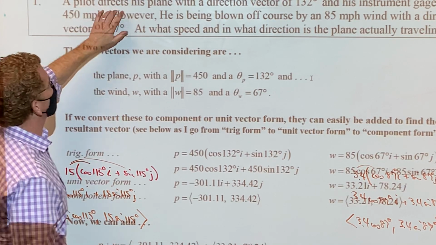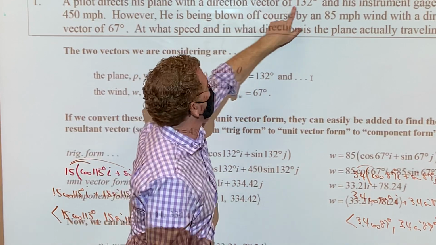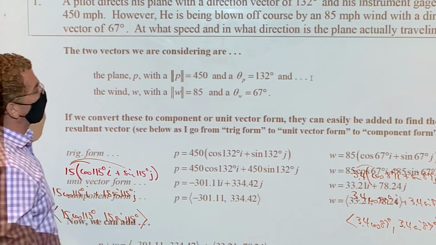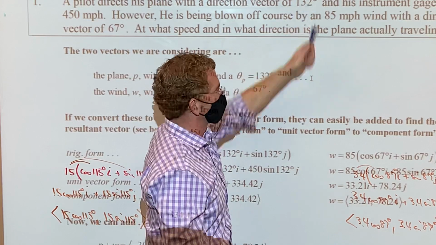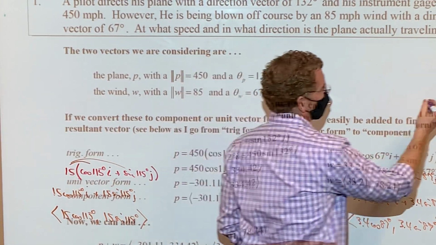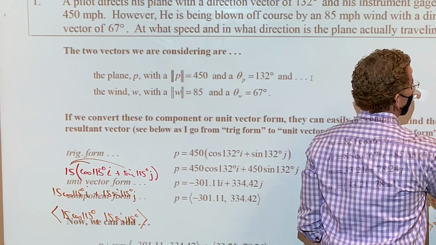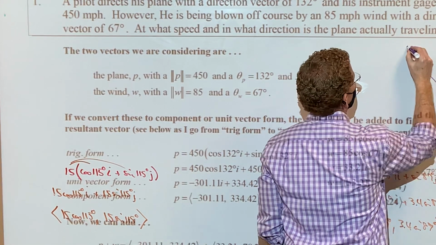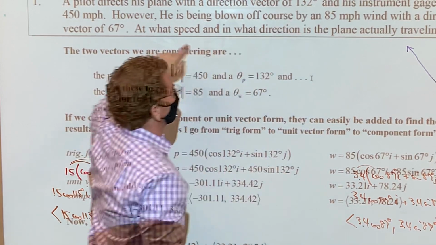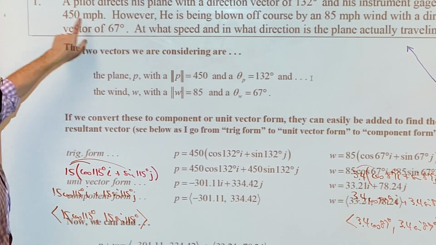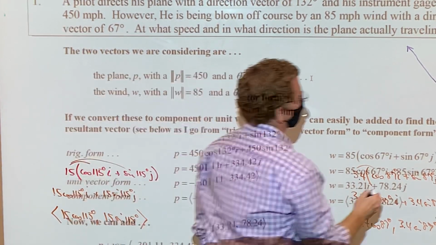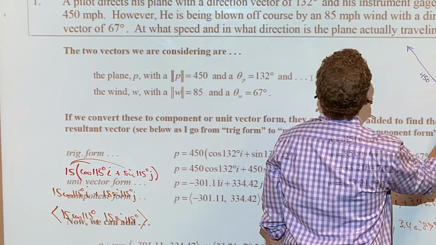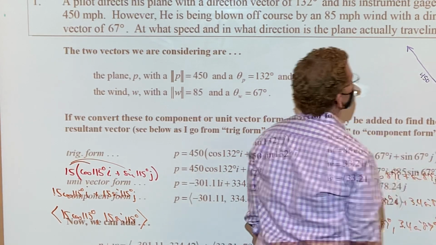So let's just say a pilot is directing his plane with a direction angle of 132 degrees. So that would be kind of like me, if that's pointing at 0, 132 might be something like that, okay? So I'm flying at 132 degrees, and the instrument gauge on the plane reads 450 miles per hour. So we're going to say the magnitude is 450, and the direction angle was 132.